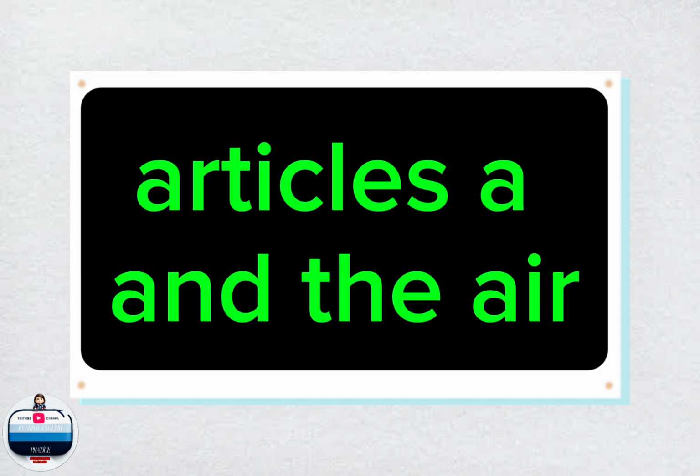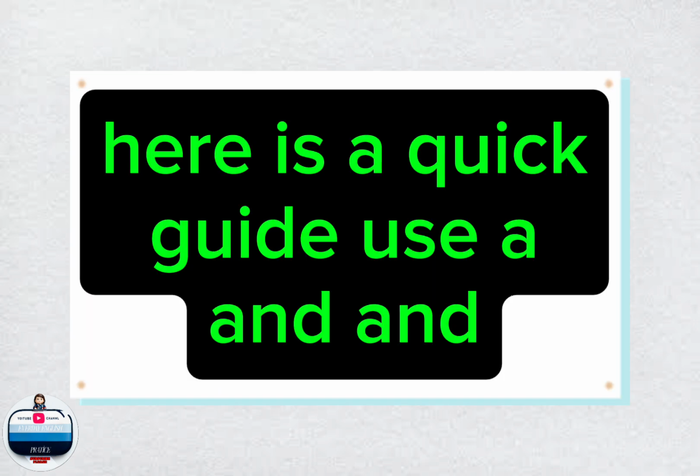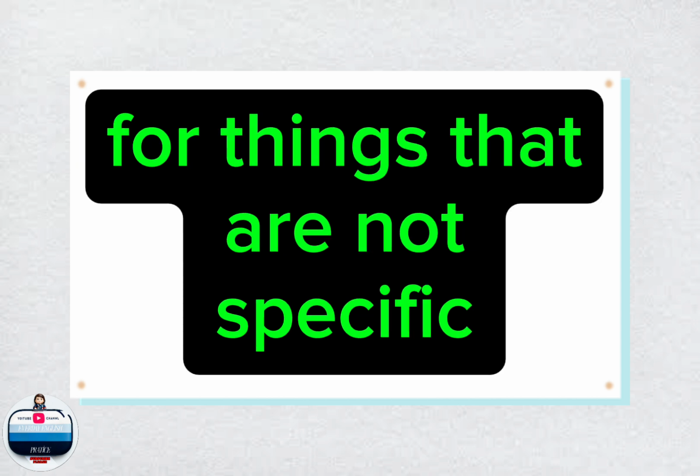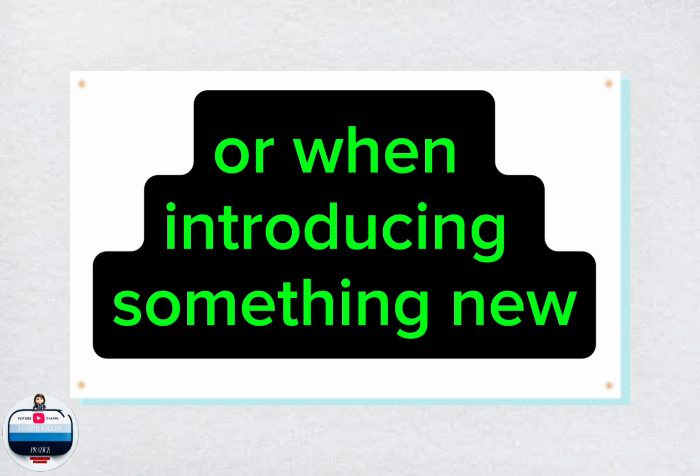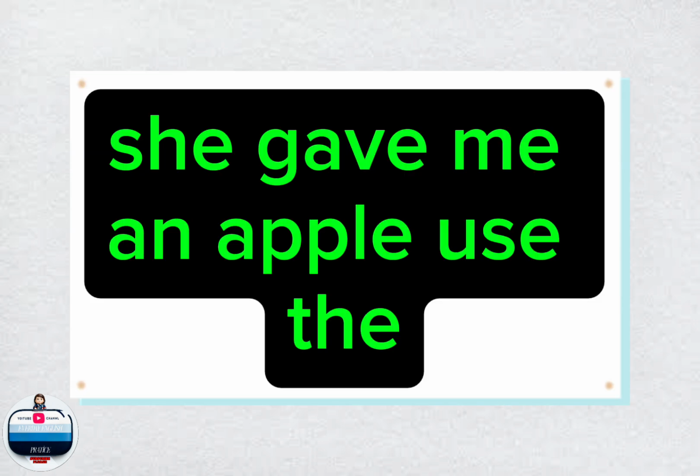Articles. Articles a, an, the, are small words that often confuse learners. Here is a quick guide. Use a and an for things that are not specific or when introducing something new. Example: I want a book. Example: she gave me an apple.